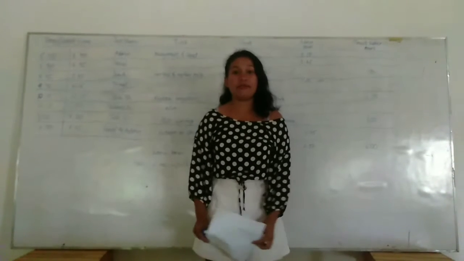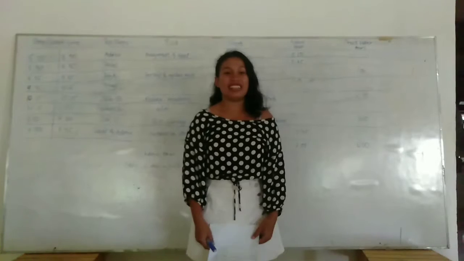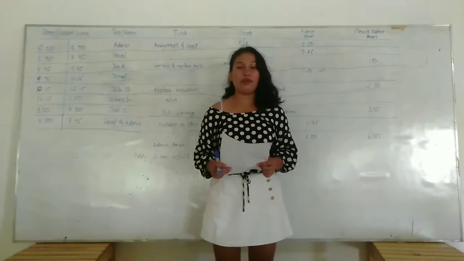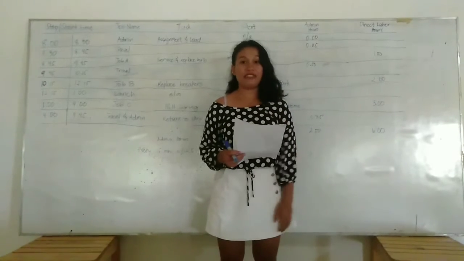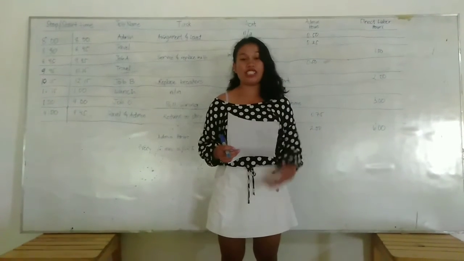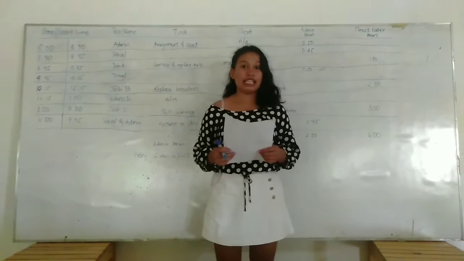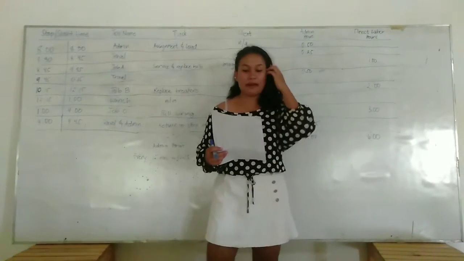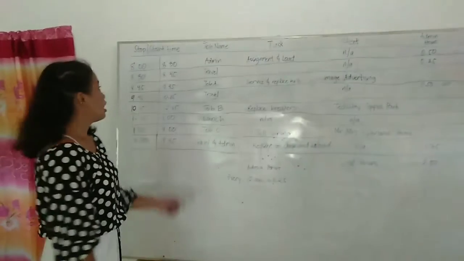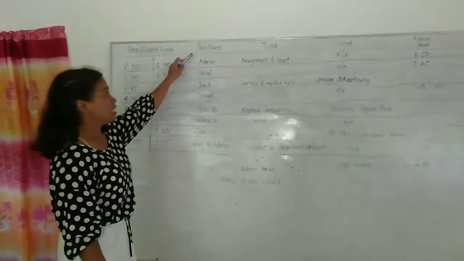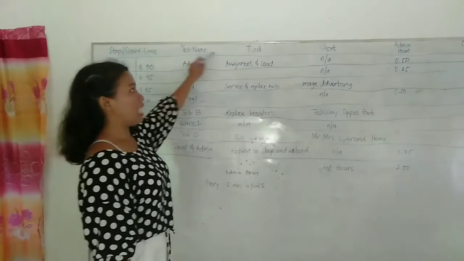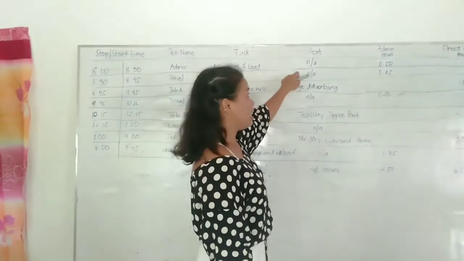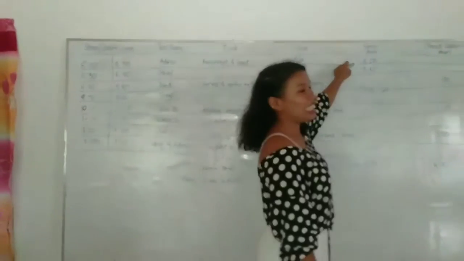Good morning, everyone. My report is about tracking direct labor and direct materials. In tracking direct labor, we list the specific jobs and the time spent on each job, as well as the time spent on tasks that cannot be traced to a specific job. This is an example time report. From 8 to 8:30, the job name is admin. Task, assignment and load. Client, none. Admin hours, 0.50.